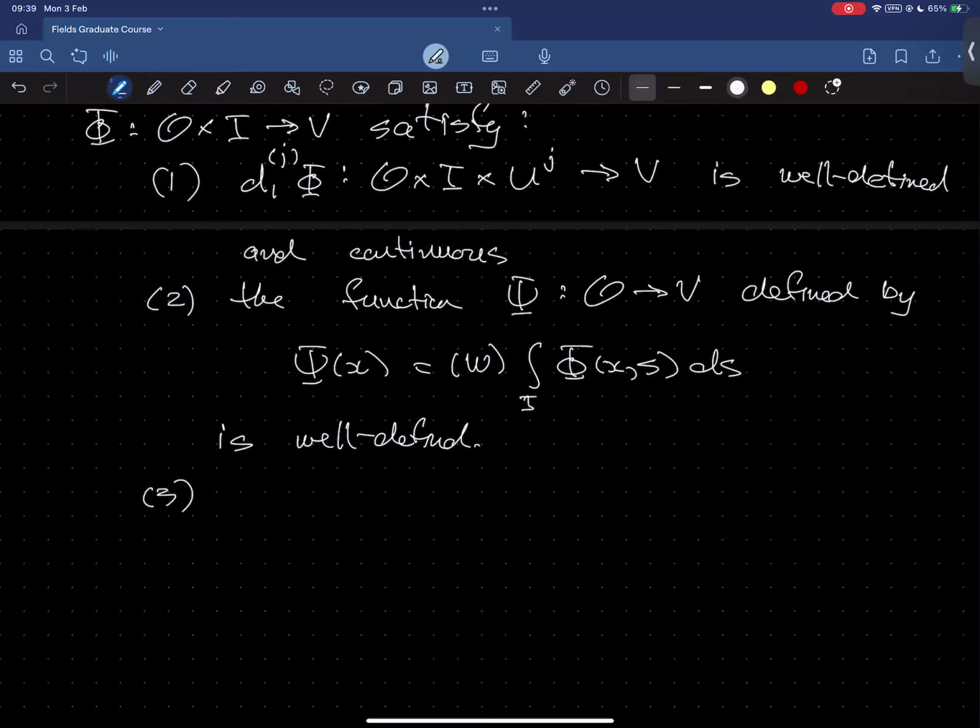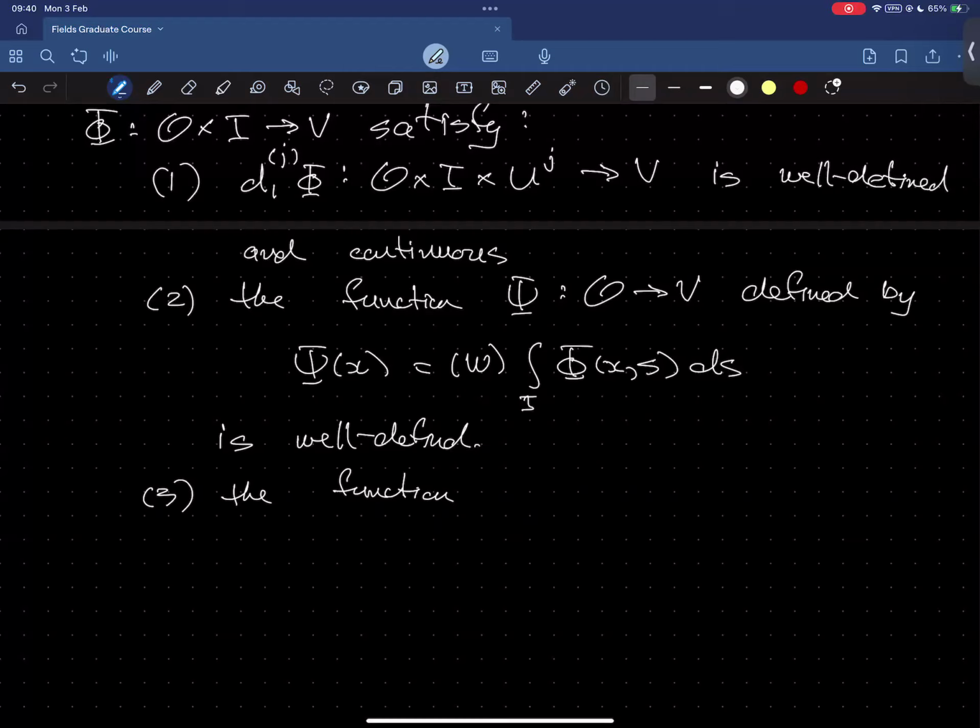Now I'm going to make some assumptions about the weak integrals, not just of phi, but of its derivatives. If you think back to your classical analysis course, when you swap the derivative and the integral, you needed the function to be integrable and its derivative to be integrable. So we have an analogous condition here.